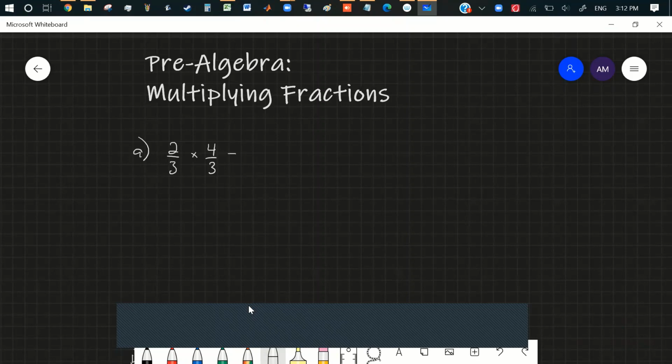Multiplying fractions is one of the easiest things to do, where all you have to do is multiply the two top numbers, or numerators. So in this case, we get 2 times 4, and multiply the two denominators. So 3 times 3, which makes the following. 2 times 4 is 8, 3 times 3 is 9. This is our final answer, 8/9.